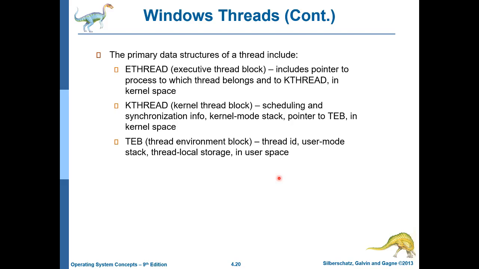The E thread is the executive thread block, which includes a pointer to the process to which the thread belongs, and to the K thread in the kernel space. So this E thread shows the relationship between the thread, the kernel thread, and the process in which this thread is running.